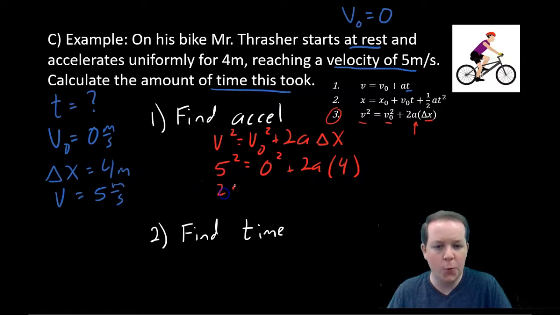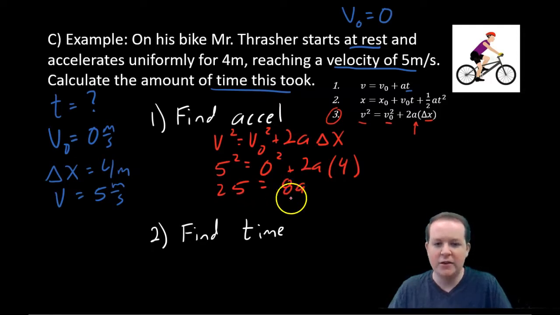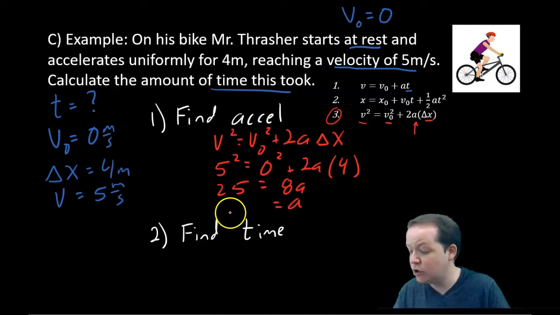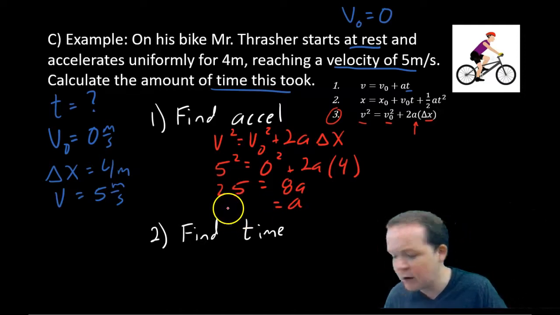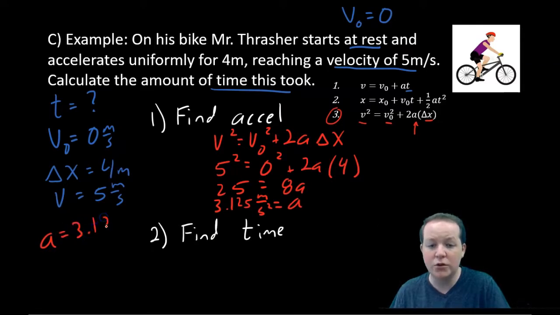5 squared is, of course, 25. That's 0. I'm just going to drop it. 2 times 4, that's 8. That's 8a. So now I can divide both sides by 8. I get a is equal to, I wrote it down on my piece of paper right over here, 3.125. That's meters per second squared. So now I know what the acceleration is equal to.